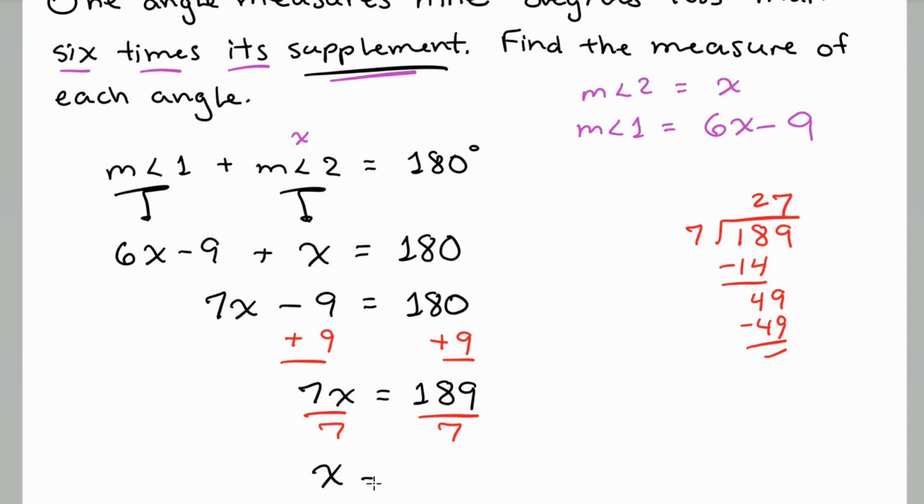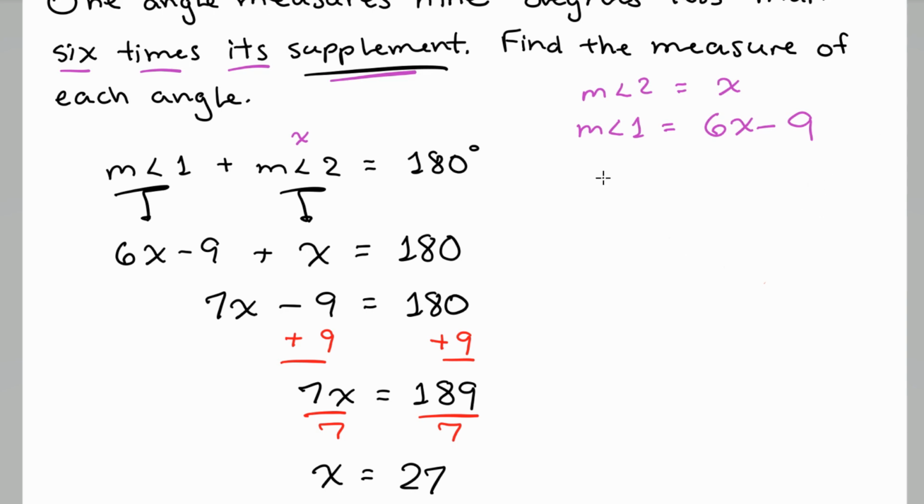But we've got to be careful. x equals 27. That's not the answer to the question. The question says find the measure of each angle. So based on what we have written above, let's get rid of this. Yeah, he's gone. There we go.